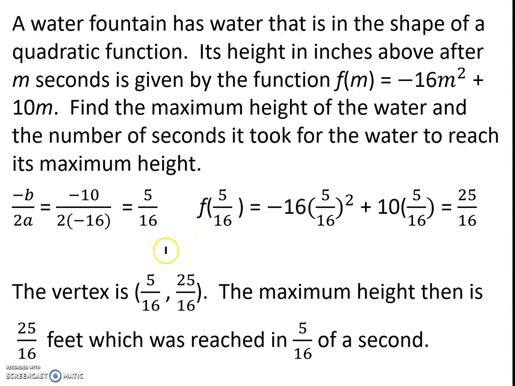So we have negative b over 2a, and we find that that's 5/16, which is the x value of our vertex. Plugging that into the original equation to find the y value, we find that that's 25/16. So the vertex then is at 5/16 for the x value, and our y value is 25/16. So the maximum height then is 25 over 16 feet, which was reached in 5/16 of a second.